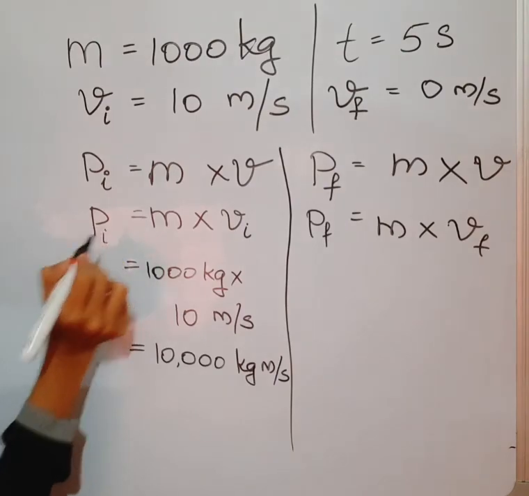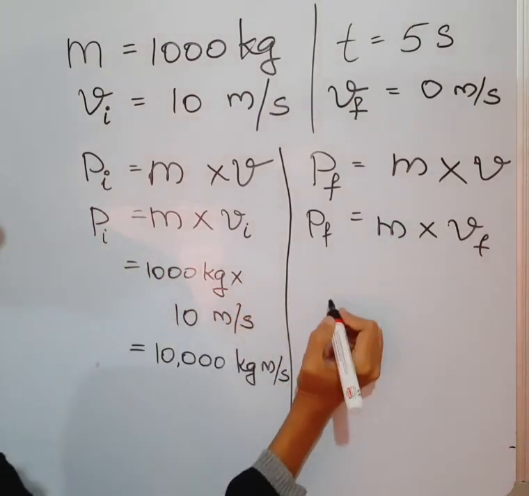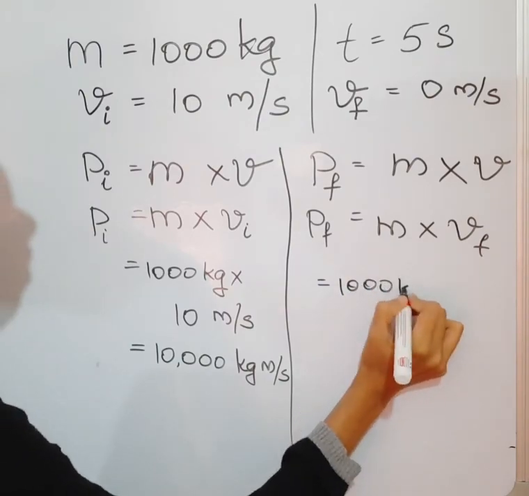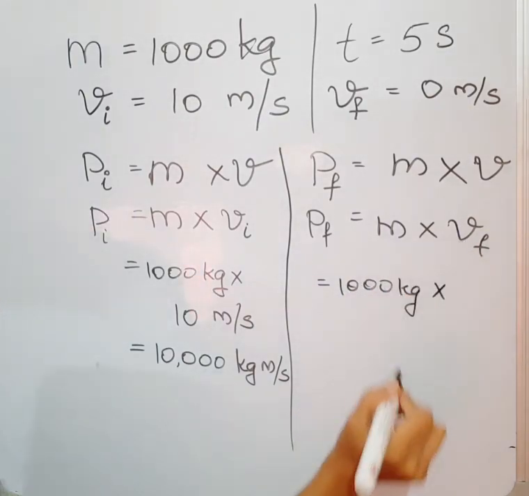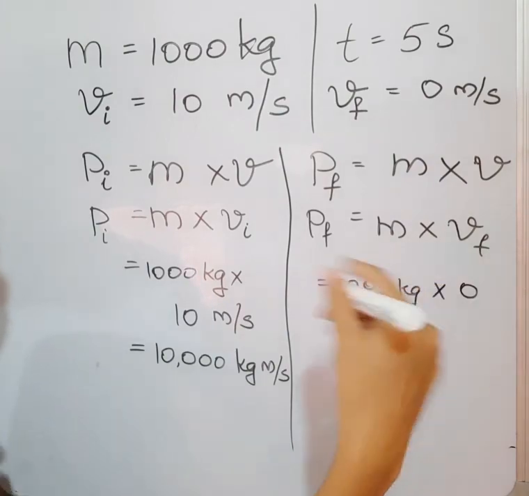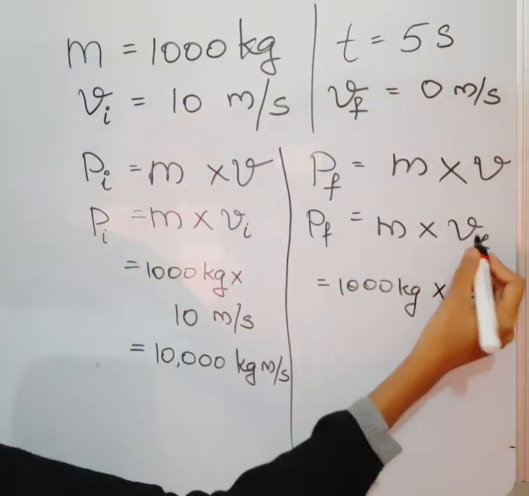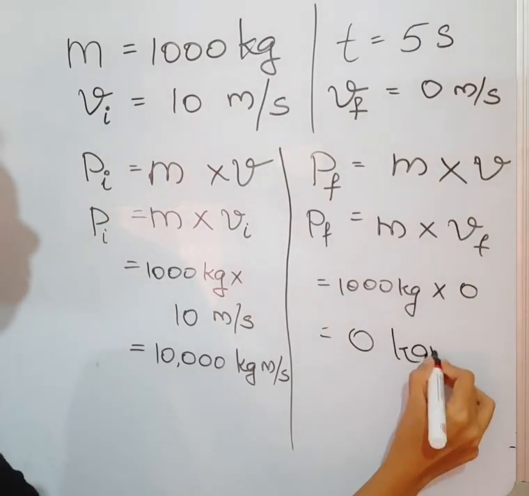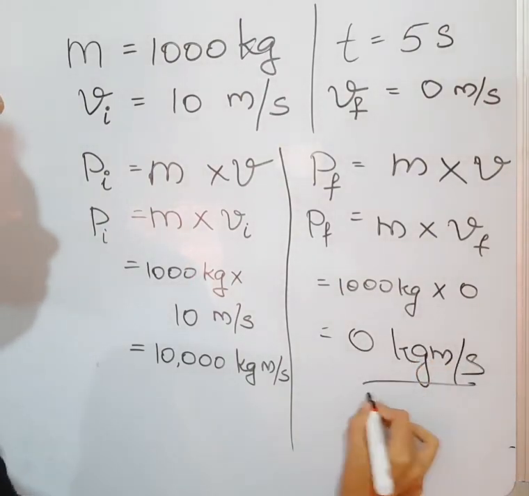And the final momentum, just substitute, and that is mass is 1000 kilograms. And we said that the final velocity is 0 because it comes to rest. And thus you get 0 kilogram meter per second.